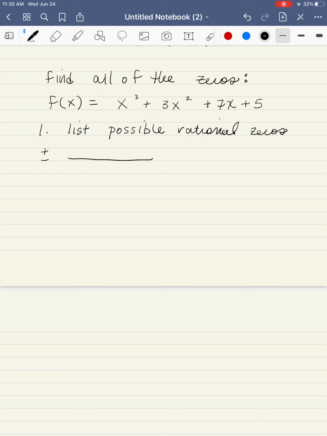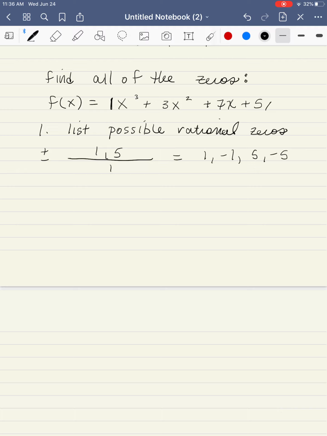So I want you to see if you can list the possible rational zeros. And remember, that is plus or minus, and then the ratio of the factors of 5 over the factors of this understood 1. See if you can list the possible rational zeros here. All right, the factors of 5: 1 and 5, the only way I can get a 5. Factors of 1, just 1. So my list here is just 1, -1, 5, and -5.